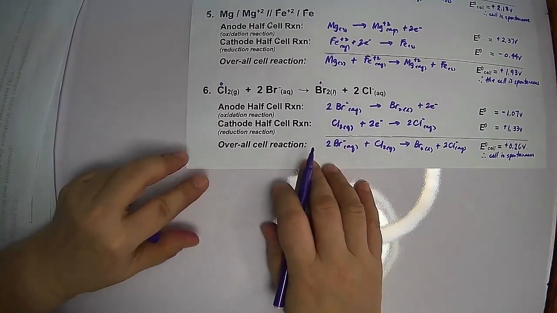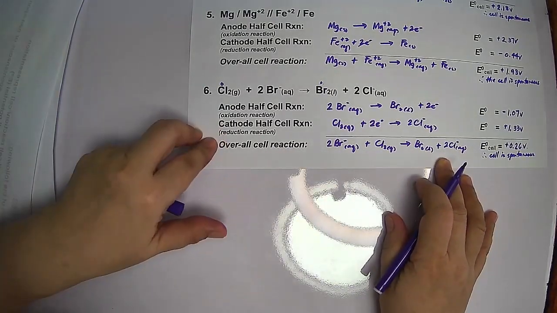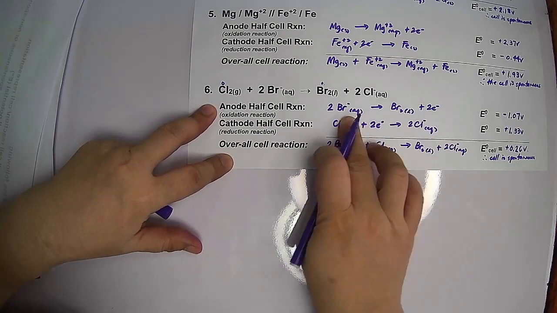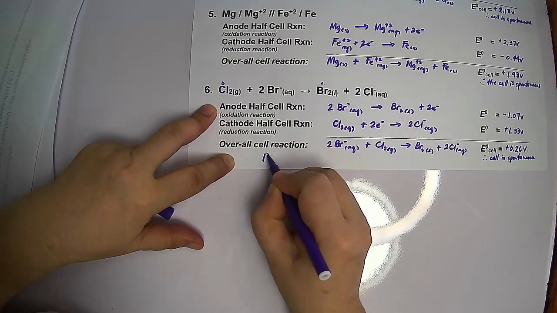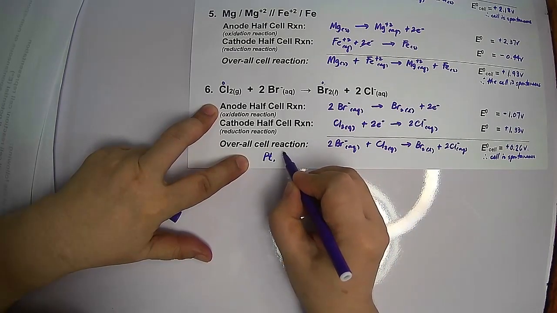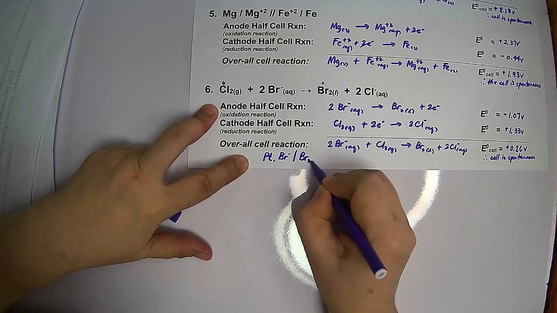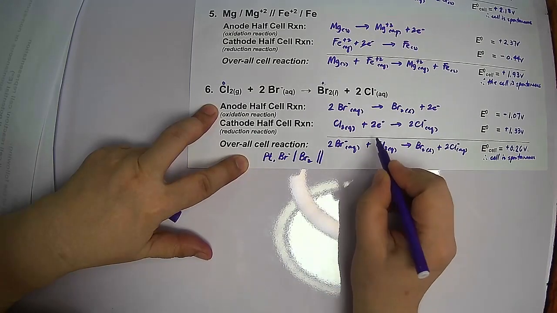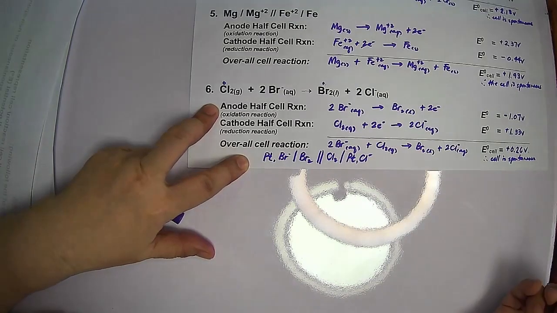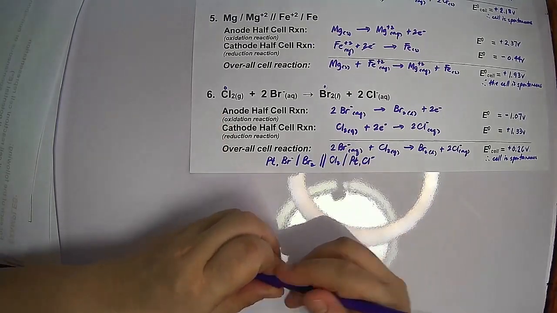We have here chlorine and bromine. So if we write the electrode reaction or the cell representation, the anode is with your bromine. You have the platinum, you have the bromide, and you have the bromine. You have the salt bridge. Then you have the chlorine gas, you have the platinum and the chloride. Okay, that is how we represent it. We use an inert electrode here.